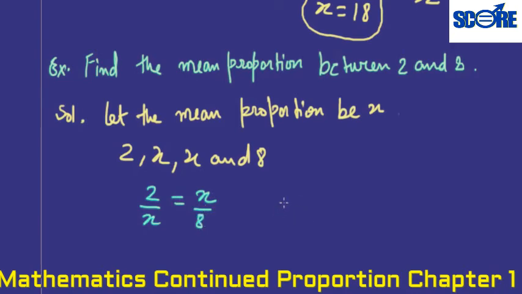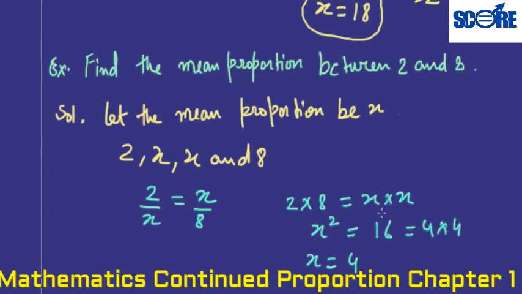And on cross multiplying it we get 2 into 8 is equal to X into X, or we can say X square. When we multiply the same numbers we get a square. Then X square is equal to 16, or we can say that X is equal to 4. Here we think of a number which when multiplied by itself gives 16. So we get 4 into 4, since we are multiplying X into X. So the value of X will be 4. So the mean proportion between 2 and 8 is 4.